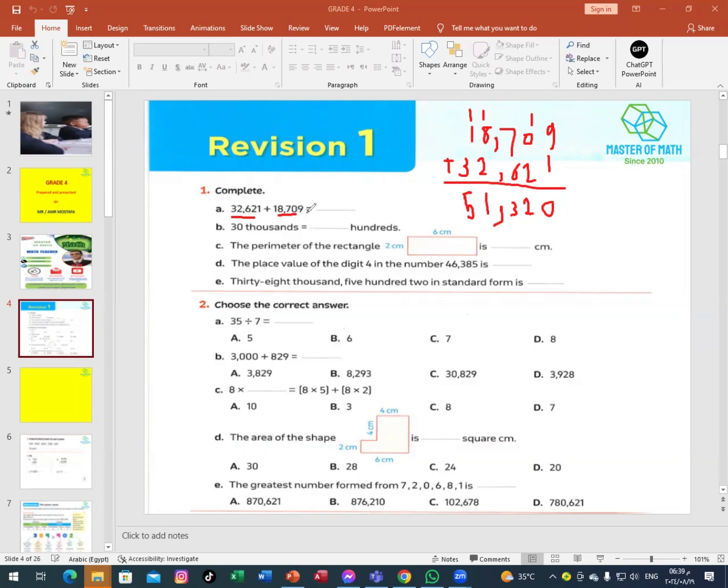I can add this way: 9 plus 1, and 0 plus 2, and 7 plus 6, and 8 plus 2, and 1 plus 3. Just what you like to do, or the favorite way for you. Okay?